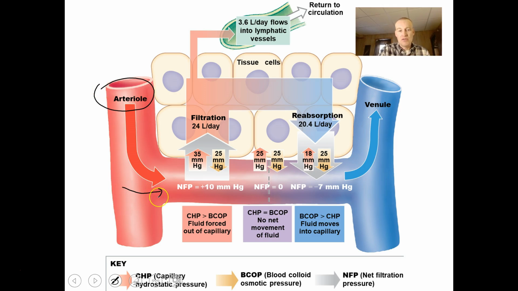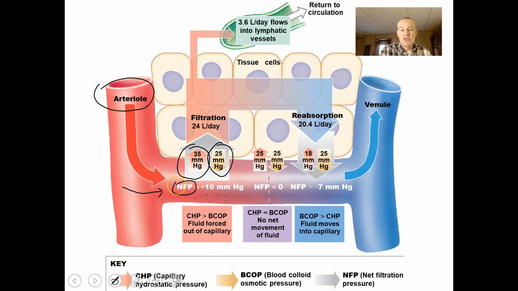Coming into the capillary bed, we have essentially the capillary hydrostatic pressure. So we have blood pressure coming in under great pressure. This can be measured at 35 millimeters of mercury. So because of blood colloid osmotic pressure, that is the pressure that is drawing fluids back into the capillary because of all the proteins and dissolved materials that are in the capillary, we have blood colloid osmotic pressure is going to be 25 millimeters of mercury.